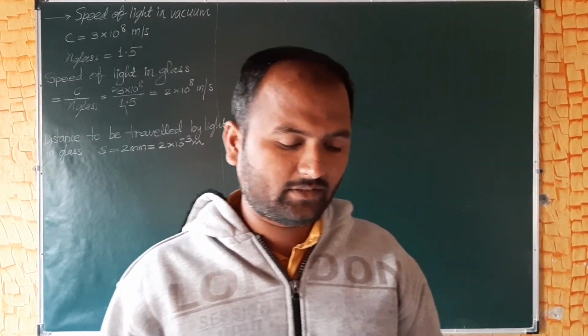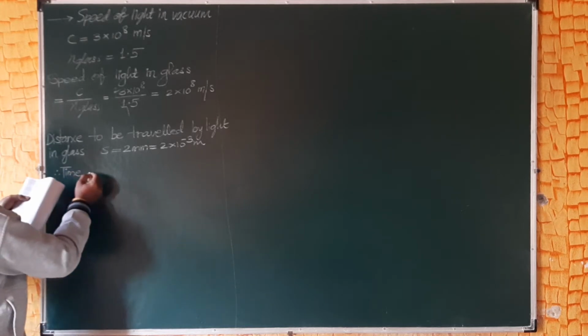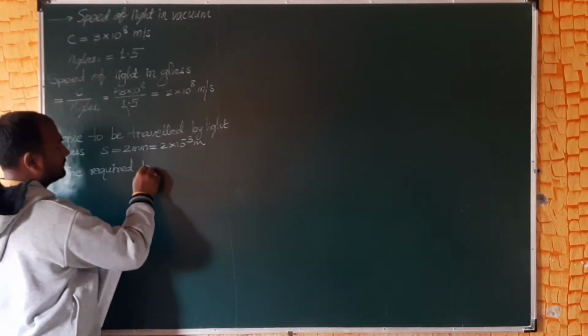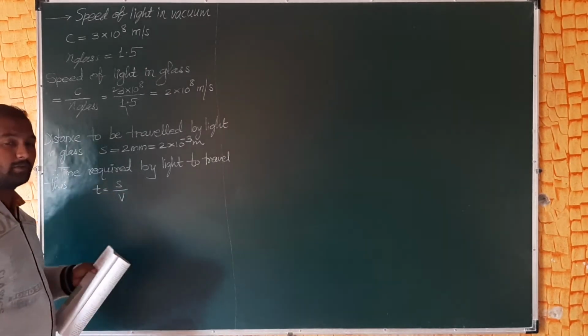So therefore time required by light to travel this: t is equal to distance upon its velocity in glass. So distance 2 into 10 raised to minus 3 upon the velocity in glass, which is 2 into 10 raised to 8. So 2 cancels, 10 raised to minus 3 minus 8. So time is equal to 10 raised to minus 11.